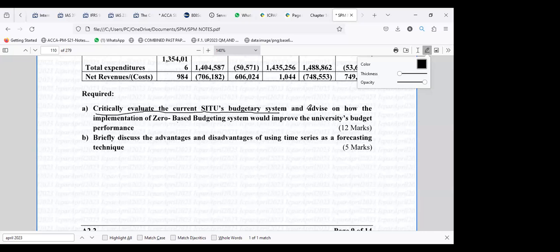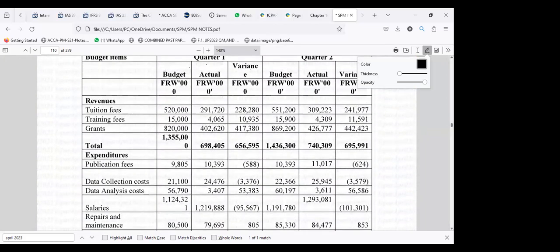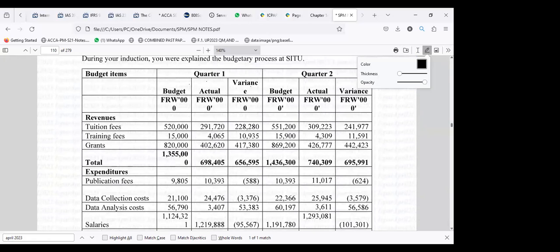The only thing that could have been done was the first part. This is the one I've underlined here, because here you needed to do some critical evaluation. And the evaluation is quite easy. They have already given you a report, which relates to the tuition fees. We have tuition fees there. So you needed to go in and uncover some things, because you can't critically evaluate if you don't understand.